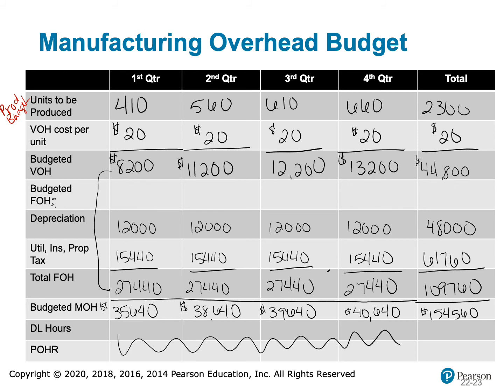Now remember, we are allocating overhead on the basis of direct labor hours. So flipping back to our direct labor budget, if you look in that total column, we expected total direct labor hours to be 6,720. So this is my denominator for my predetermined overhead rate. So now I can say 154,560 divided by 6,720 gives me a predetermined overhead rate of $23 per direct labor hour.